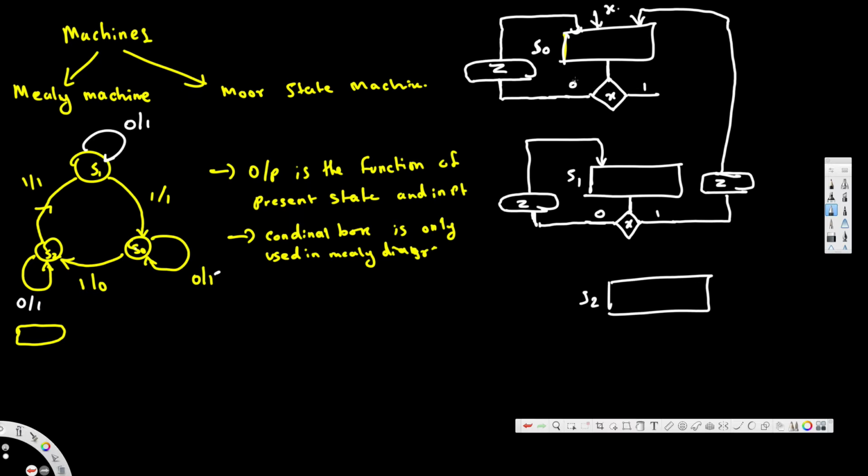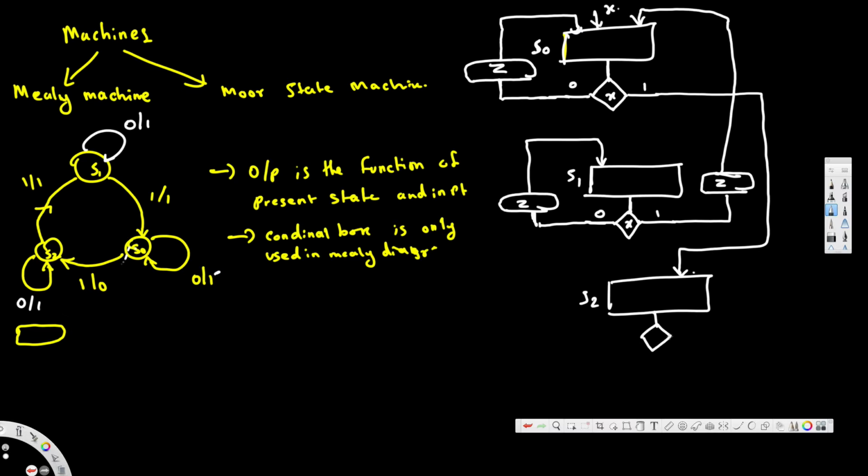S0 has two conditions. S0 can be 0 and S0 can be 1. If S0 is 1, if the input is 1, the output is 0 and goes to S2. So it should go here. And then let's look at S2. S2 has, if the input is 0, output is 1, and it goes back to S2.